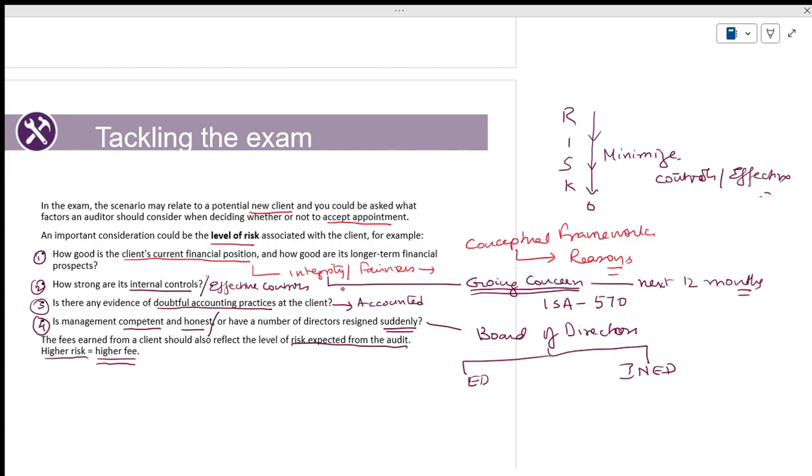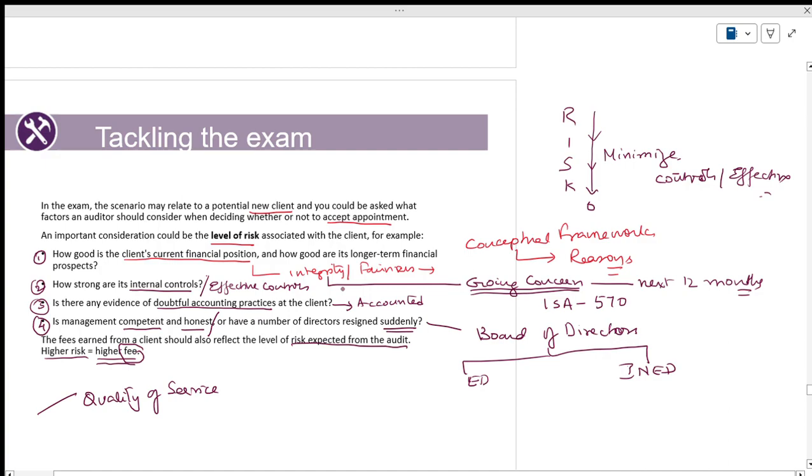It's not that we are talking about the fee. Don't think that we are talking about a higher fee. We should think in terms of quality of service. Definitely, when we are talking about higher risk, we need support from the experts. We need experts who are specialized, because we are basically from a financial background. We will have financial information and financial knowledge.